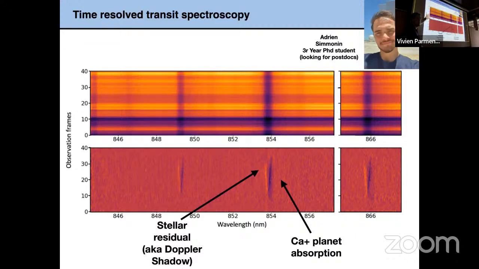Okay, so you start with that. You're seeing mainly the star. Here, just all the calcium lines in the star. You have some tellurics here. This is time. So the star and the tellurics don't change with time. Then you have to divide out by the out-of-phase spectrum.